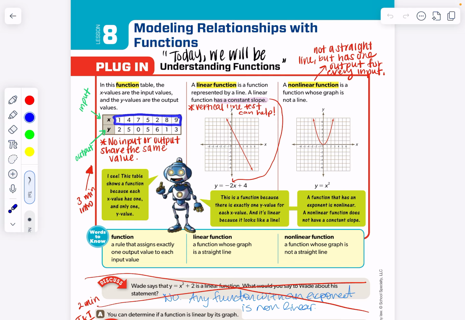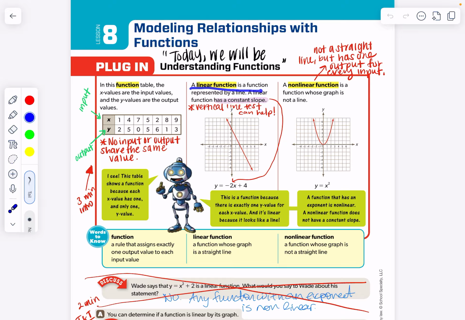I see the number 1 one time, the number 4 one time, the number 7 one time, the number 5 one time, 2 one time, 8 one time, and 9 one time. If any of these x values were to repeat, then this would not be a function.